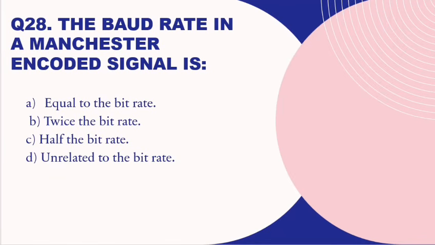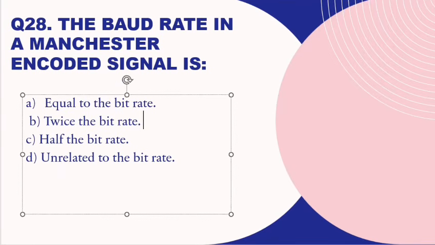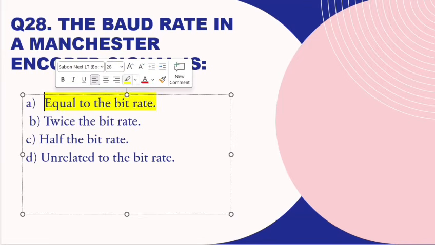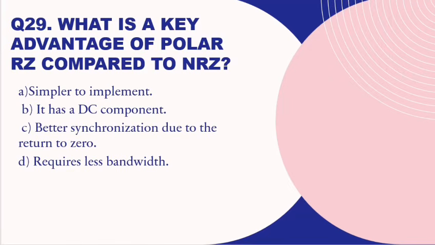Moving on to the 28th question. The baud rate in a Manchester encoded signal is option A, equal to the bit rate, option B, twice the bit rate, option C, half the bit rate, option D, unrelated to the bit rate. So the correct answer for this question is equal to the bit rate.